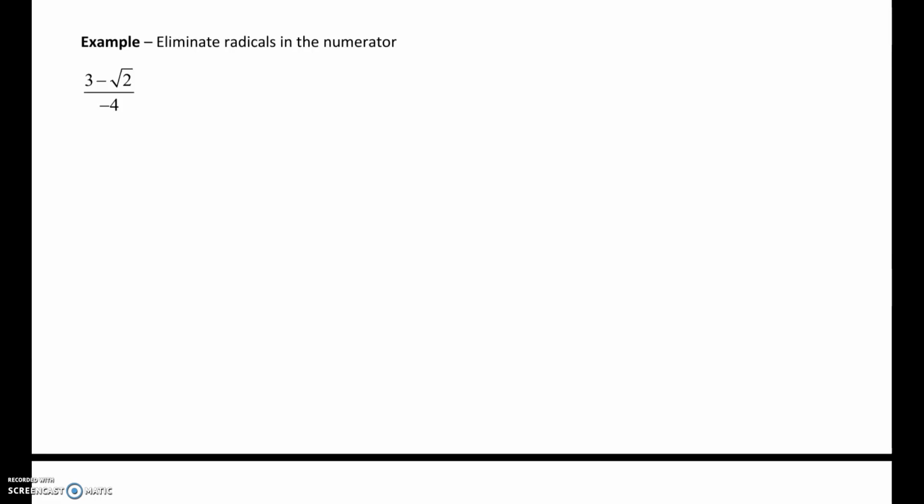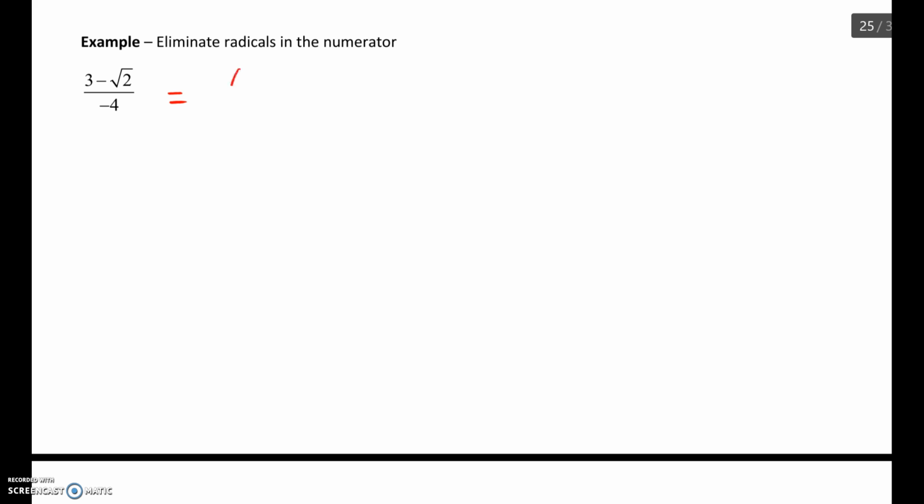Okay, for this one here, it says eliminate the radicals in the numerator. So normally, a problem would ask us to eliminate the radicals in the denominator, but this one says I don't want the radicals in the numerator. As far as I'm concerned, it doesn't matter where they are. Part of simplifying does not require you to move anything for radicals, but this question asks you to do this.